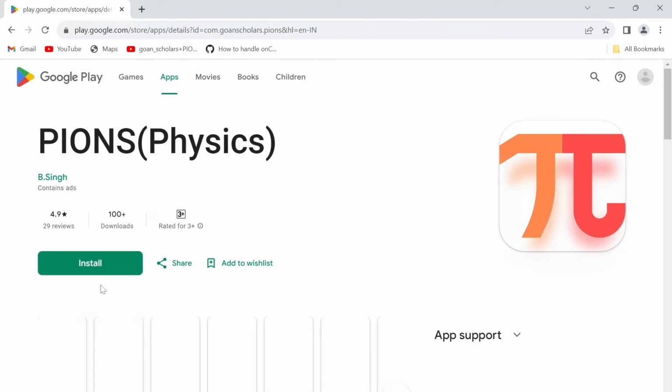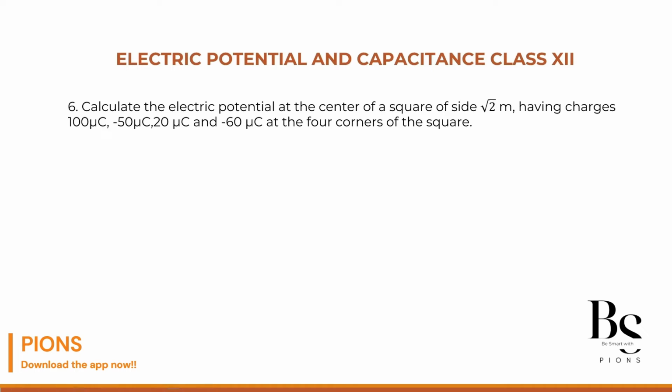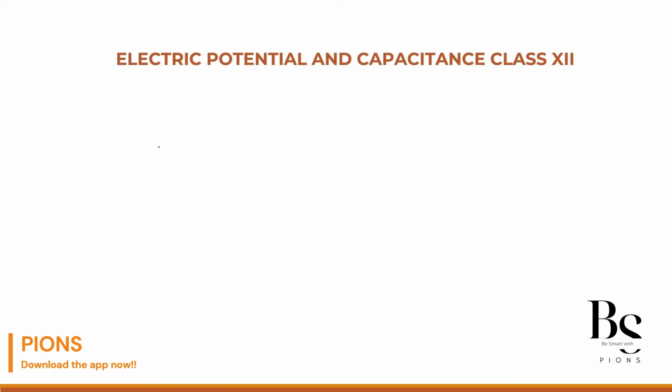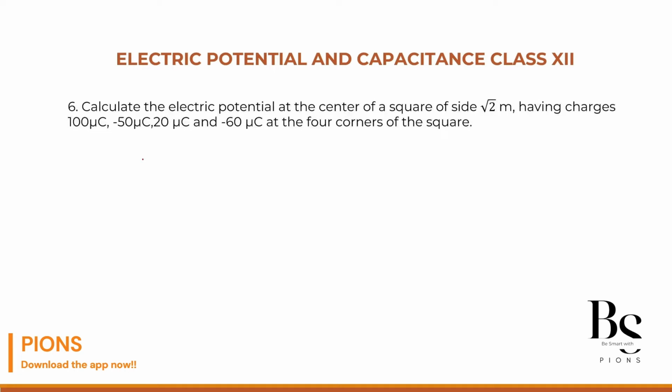Download the app now. Calculate the electric potential at the center of a square. So let's draw here a square. Each side is root 2 meter, so let's write here root 2 meter. This is our A, this is our B, this is C, this is D.